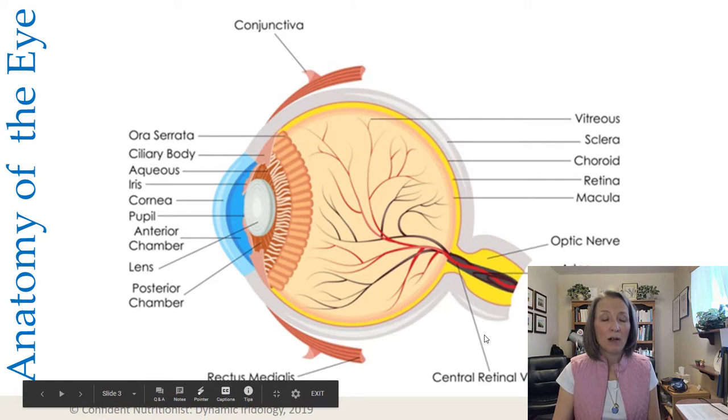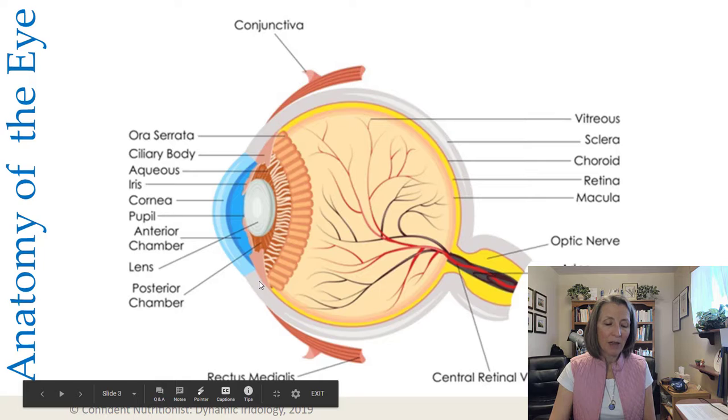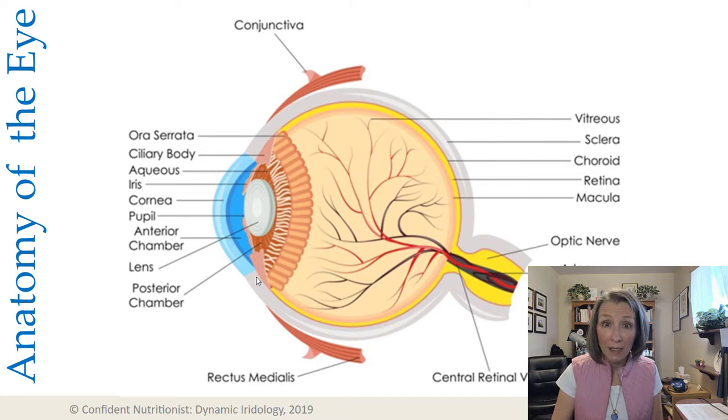With the eye, we also have this tough outer coating that is called the sclera. And the sclera at the front of the eye is what we call the white of the eye. The sclera becomes clear when it comes right across the front of the eye, and that is the cornea. The cornea, of course, has to be clear in order to let images through.